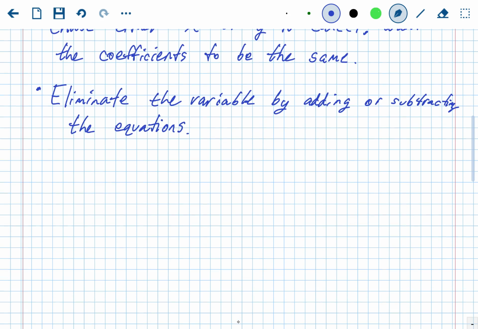Alright, so we picked the variable to eliminate. And now we're adding or subtracting the equations together, which you're allowed to do, to eliminate the variable. Well, how do we decide if we're going to add or we're going to subtract? Well, it all comes down to the numbers in front of the variable, the coefficients. You're going to add if the signs are opposite. We'll add if the signs of the coefficients are opposite.